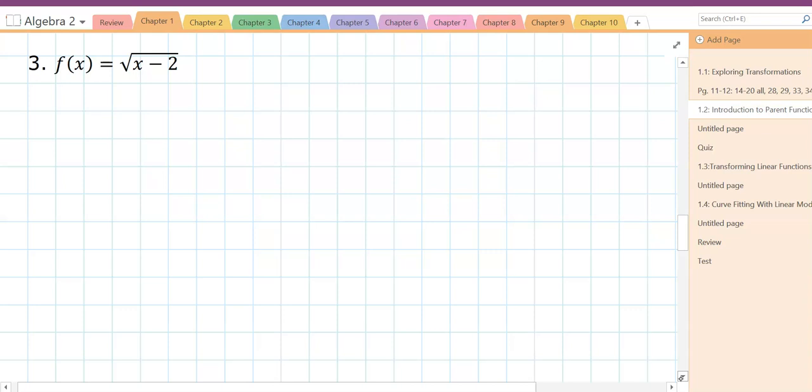Notice on this one that the -2 is underneath the square root. So this is not going to move it down 2. It would move it down 2 if it looked like this. If it was the square root of x and then minus 2, then it would move it down 2, okay? But the minus 2 is inside the square root sign. So this is not going to move it 2. This is actually going to move it either left or right, and we'll talk about how you tell which way it goes. All right, so first of all, let's talk about what parent graph this comes from.